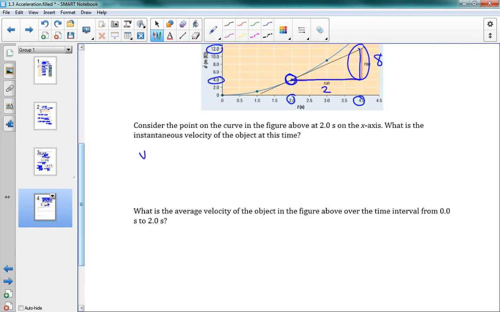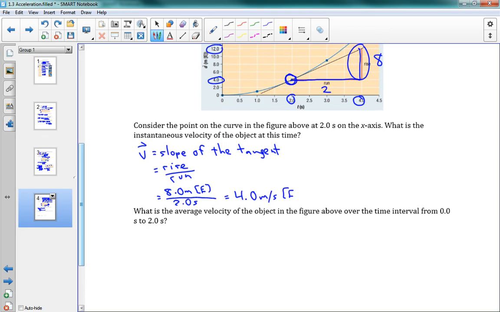So what we can say here is that v is the slope of the tangent. And that's to say that it is the rise over run. Our rise was 8.0 meters east. Our run is 2.0 seconds. So this gives us 4.0 meters per second east. There we go.